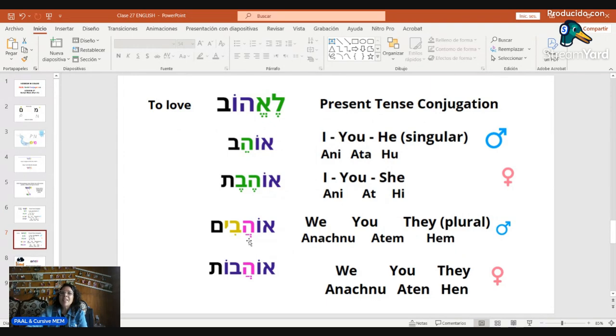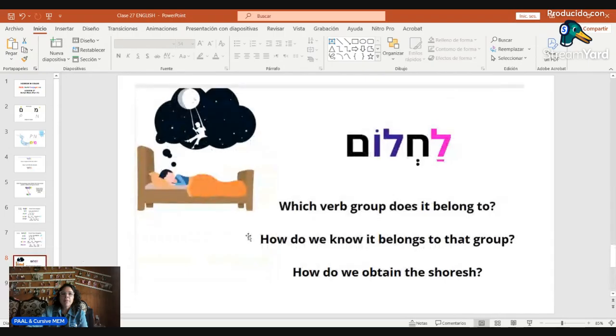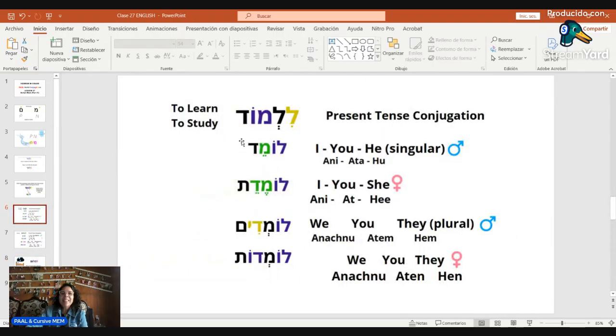That's why it's important to know which consonants are guttural. We only have 4, and we say 5. That's how we say it in Hebrew. So that's homework: you're going to conjugate the verb lachlom exactly as lilmod. I know you can do it.